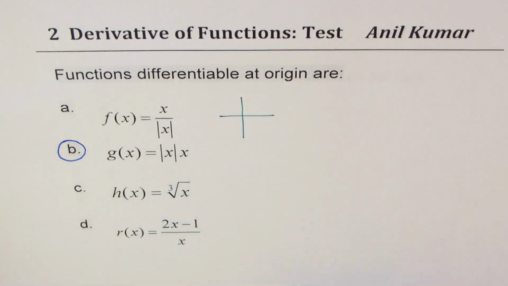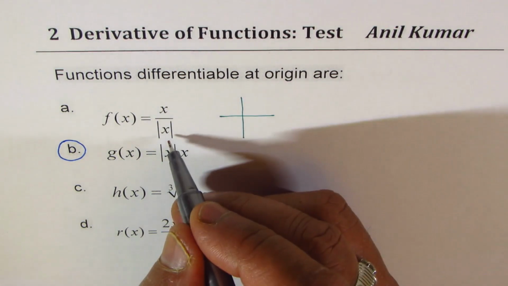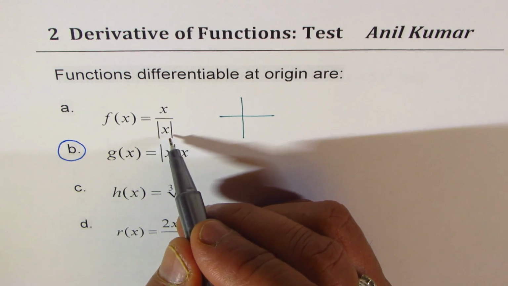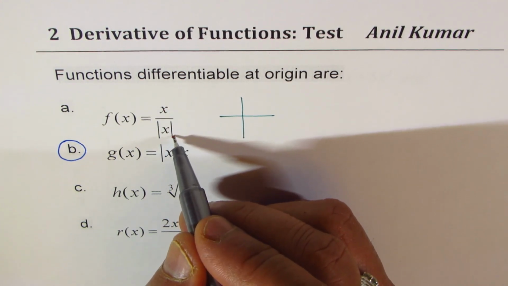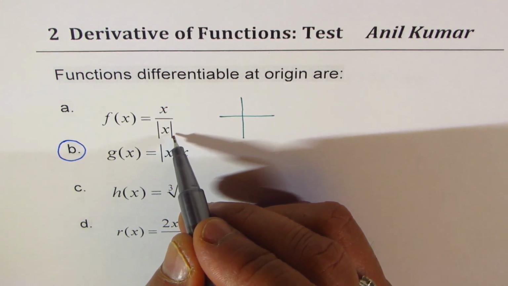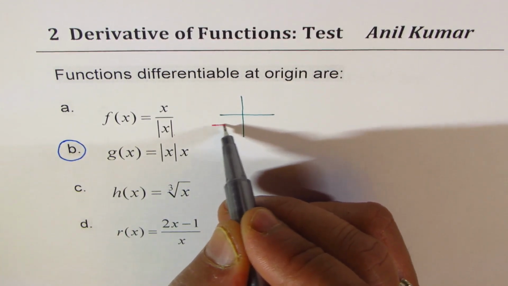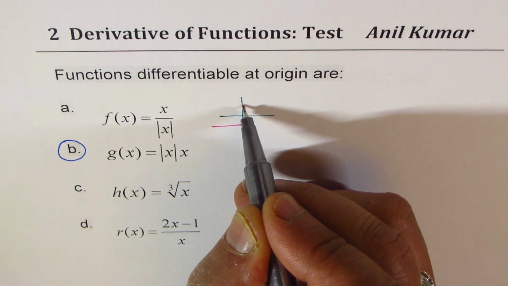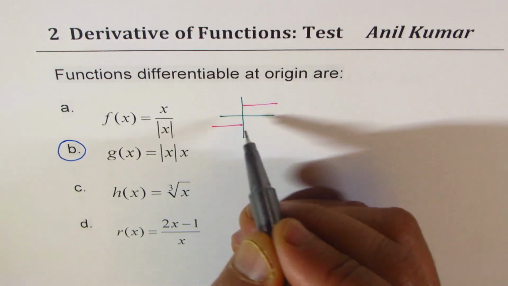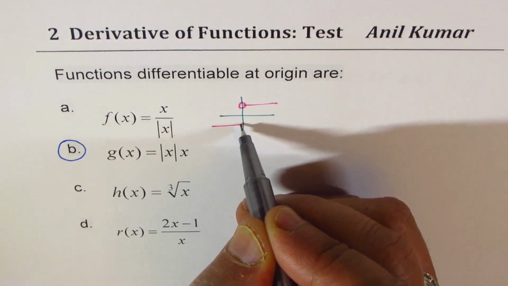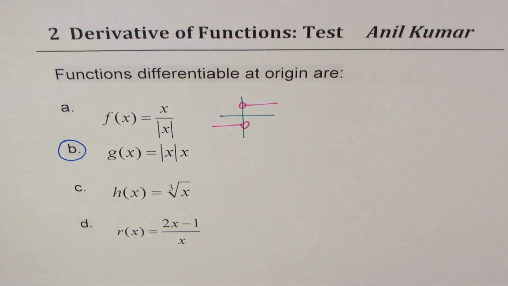Well, the first one I could sketch as x divided by absolute x. Absolute x is kind of a piecewise function, right? So it is negative when x is less than 0, so you get a curve like this, and it's positive when x is greater than 0, and x cannot be 0, right? That's the restriction. So it is not differentiable at origin, right?